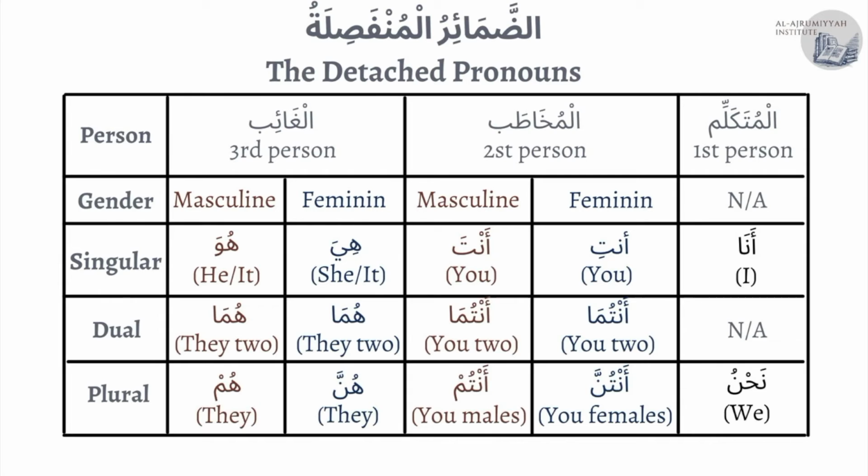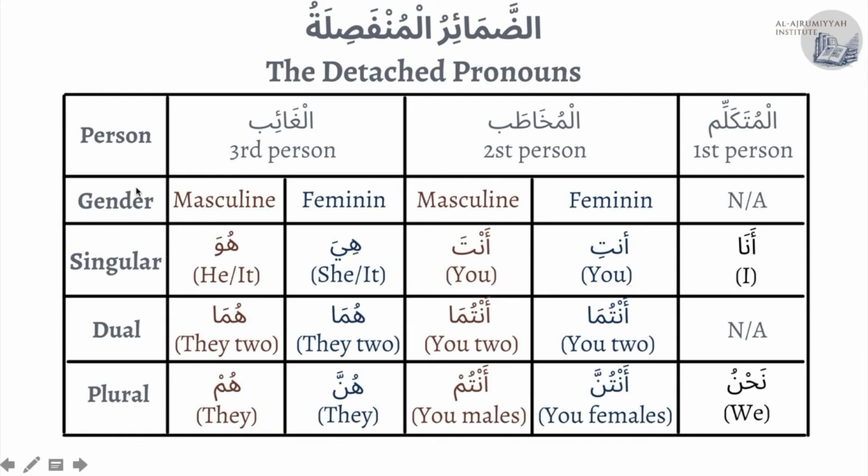Al-Dama'ir al-Munfasila. Dama'ir is the plural of damir, pronouns. Munfasila, detached, the detached pronouns. So this board right here, or this graph if you will, breaks down all the pronouns in the Arabic language and how they're used and their meaning. It's actually a very, alhamdulillah, a very good graph. So I recommend that you memorize this and understand it, or even better, rewrite it in your notes. I'll teach you how to read the graph and briefly go over it.